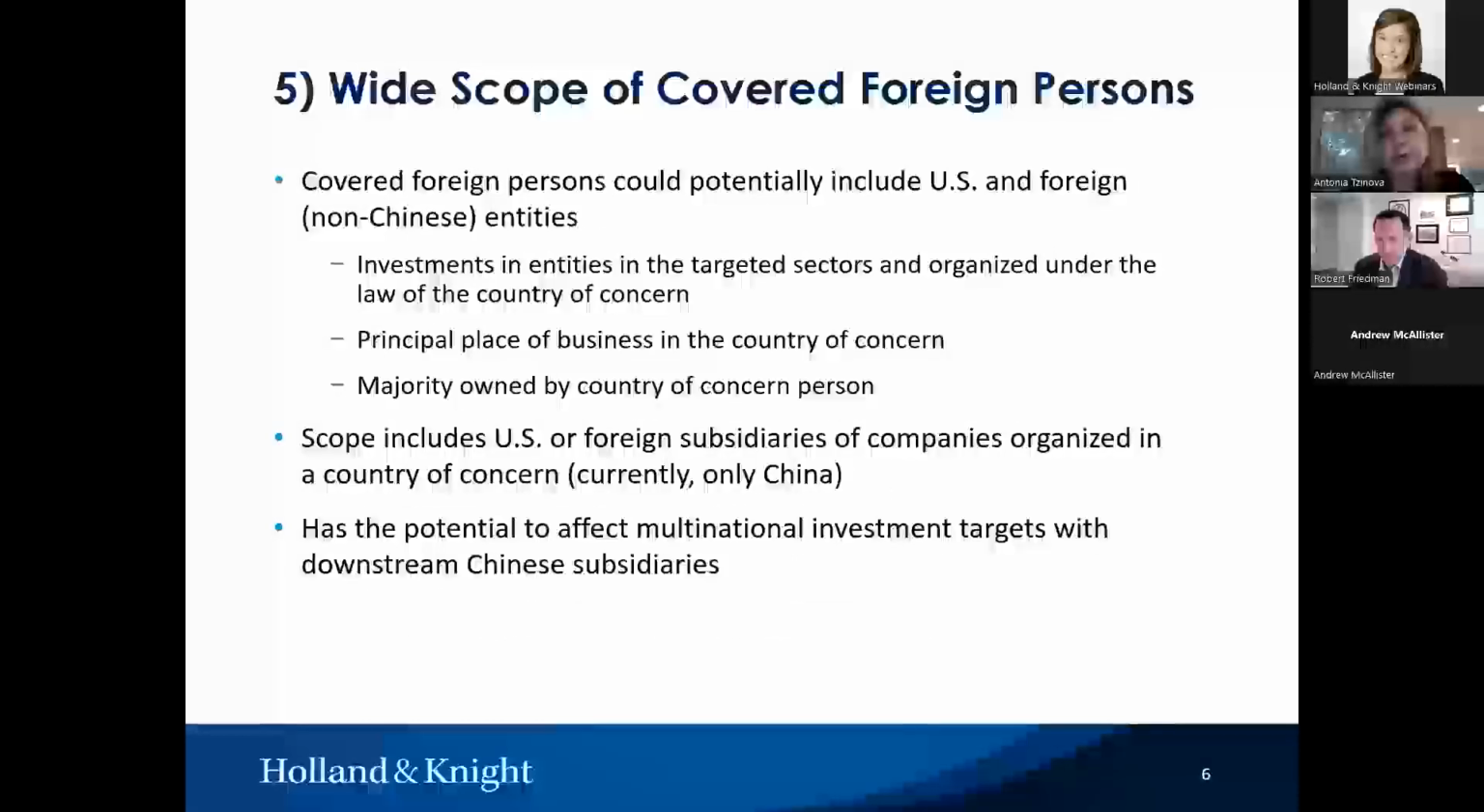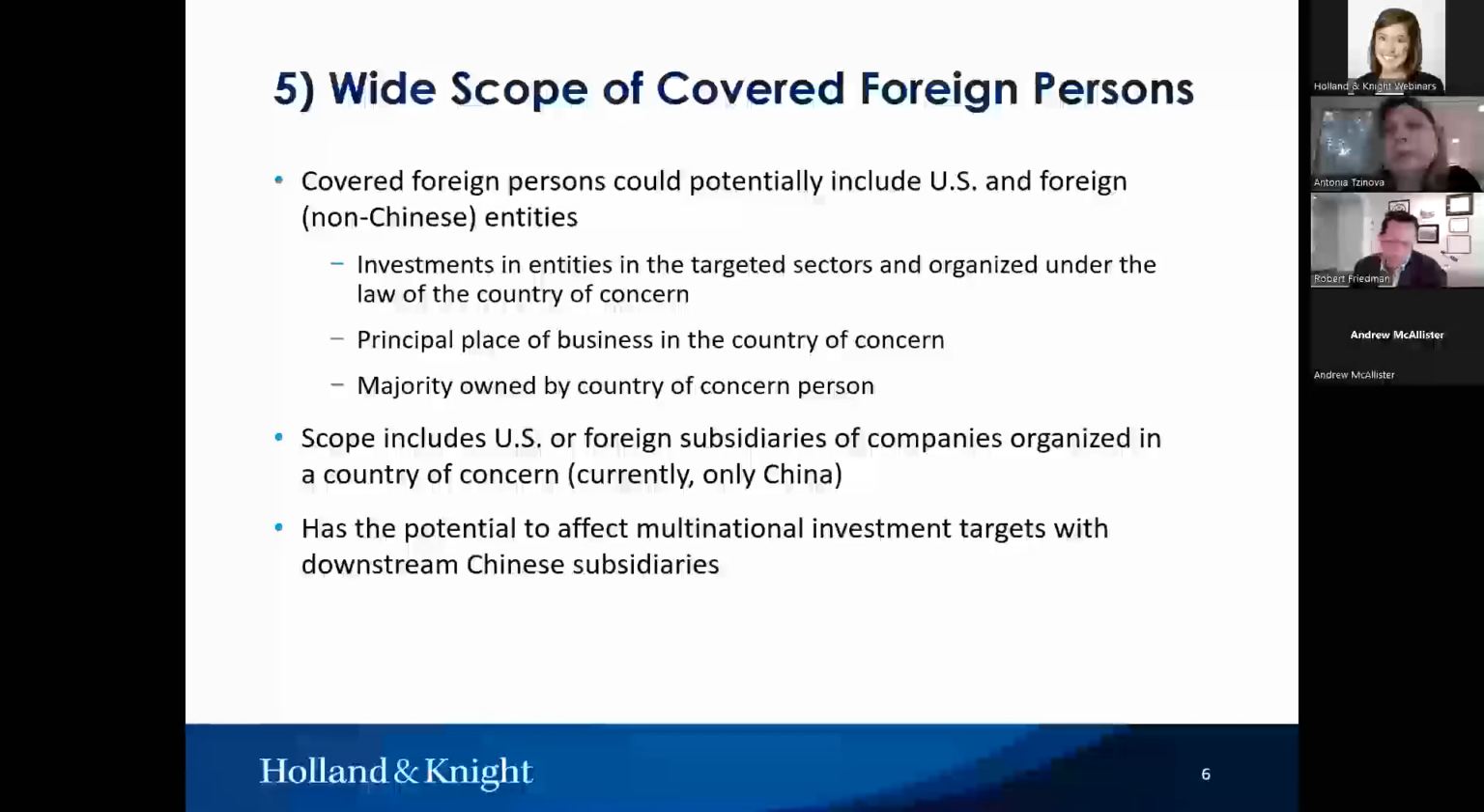Thank you, Robbie. So a little bit on the scope of foreign persons covered by the executive order and proposed rule. And now here we see a reversal. While we have a relatively narrow scope of sectors and transactions targeted, we have a relatively wide scope of persons that will be captured under the definition of covered person.